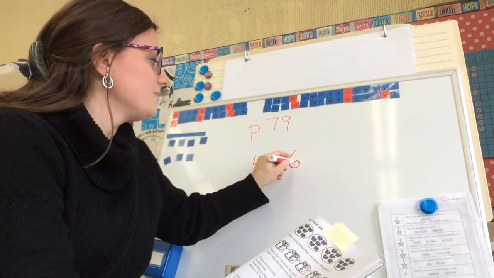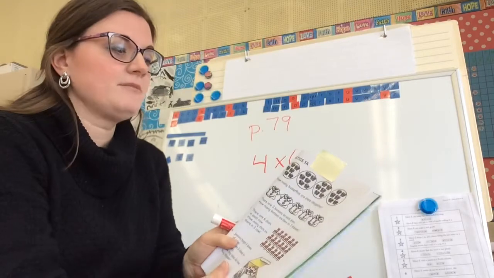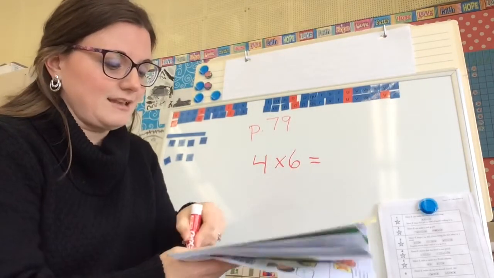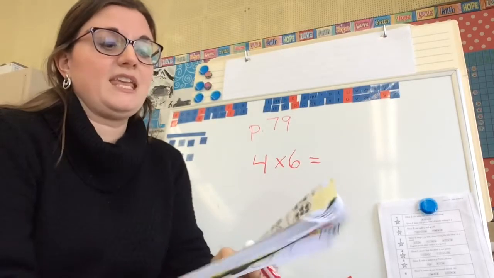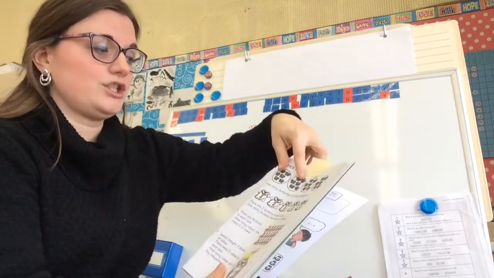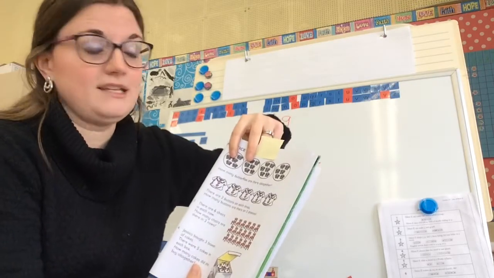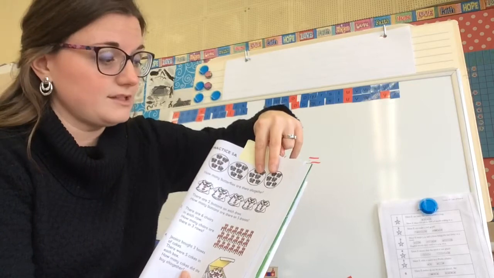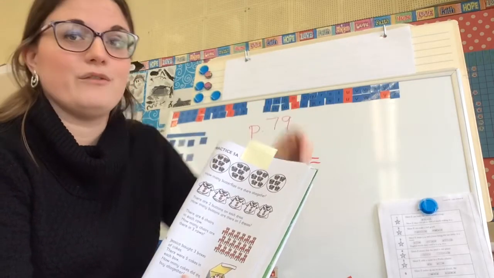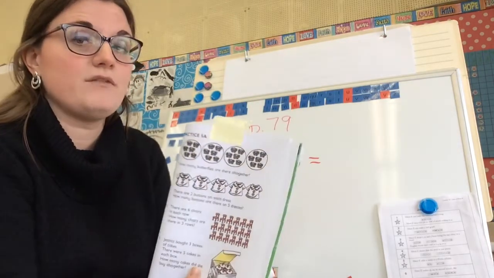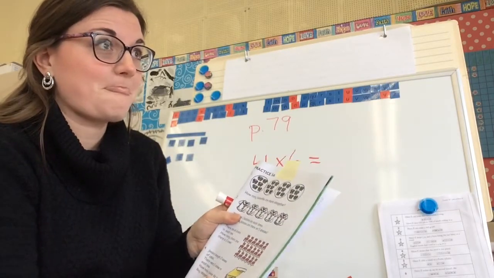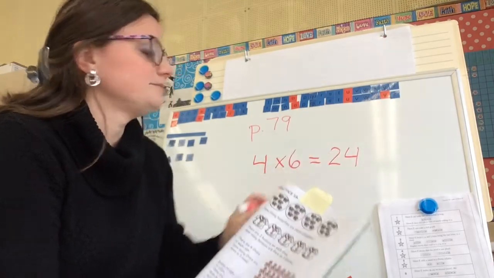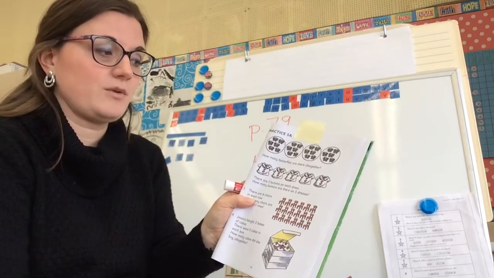4 times 6. Okay? So we can choose to either count by 4s or we could count by 6. So I think in this situation we could count by 6. What are 2 of the groups? Well, 6 plus 6 we know is 12. Well, these 2 groups added together must be 12 also. What's 12 plus 12? Does anybody know what 12 plus 12 is? Okay, it is 24. So 4 times 6. So that's for question 1.